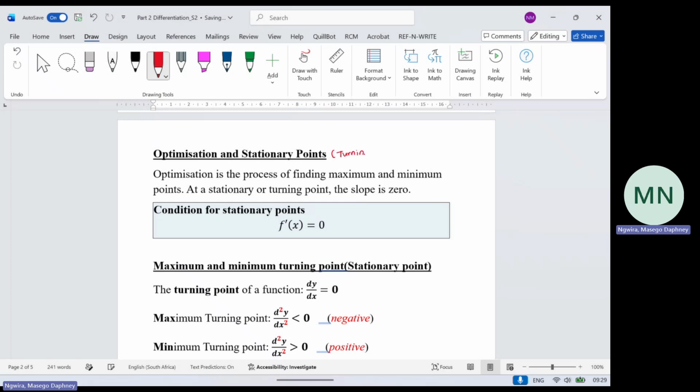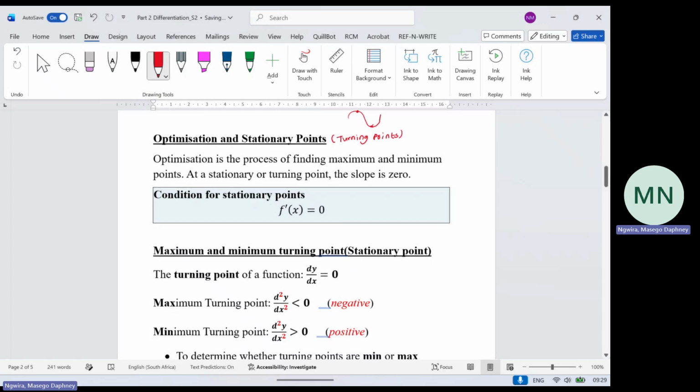We call them stationary points when we do your cubic graphs. A cubic graph is a graph that turns more than once. A graph that turns like this, something like this. It has two turning points. That's what we call a cubic graph. You'll see what I mean as we go on. Okay, so they're saying that optimization is the process of finding maximum and minimum points.